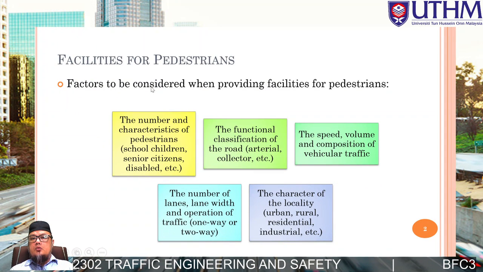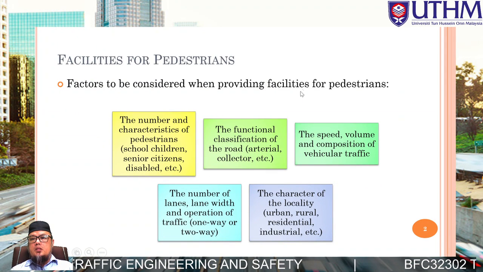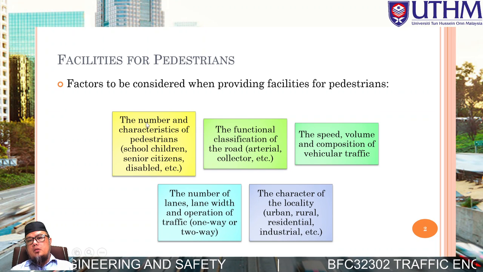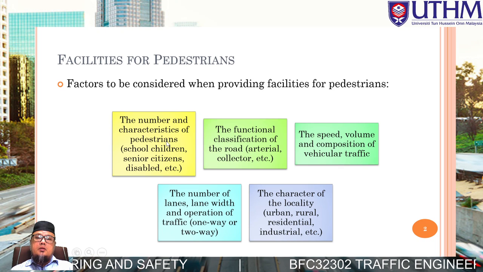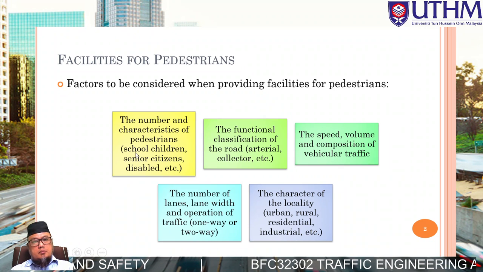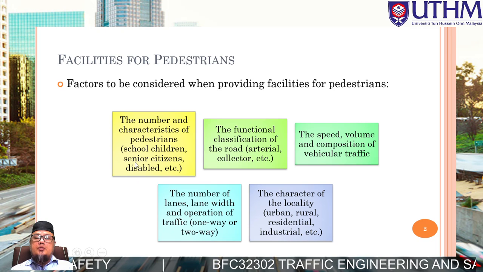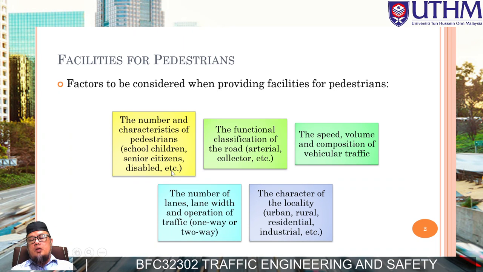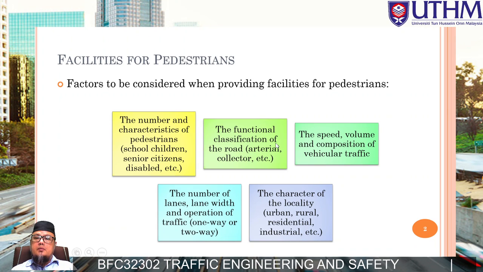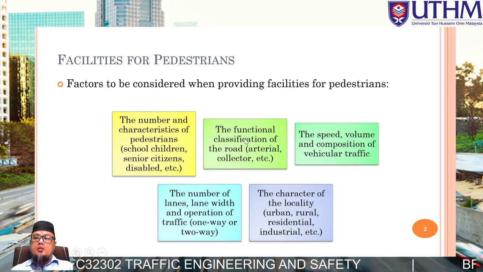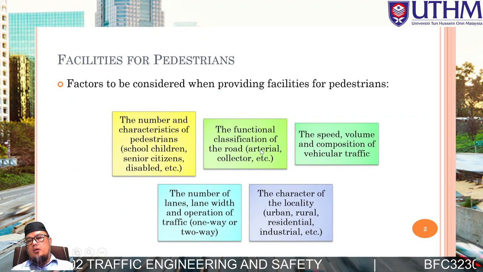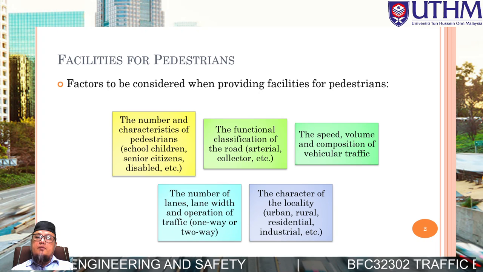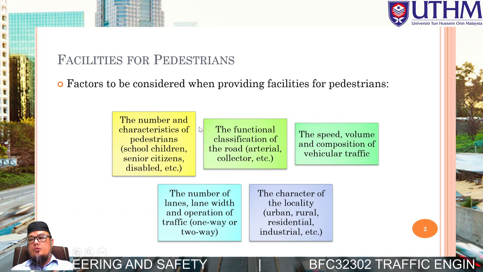Okay, the factors to be considered when providing facilities for pedestrians. First, we have to look into the number and the characteristics of pedestrians. Who are they? Maybe they are school children, senior citizens, disabled persons, and elderly pedestrians. Then we look into the functional classification of the road. So we have some categories of road: arterial road, collector, federal road, local road, state road.